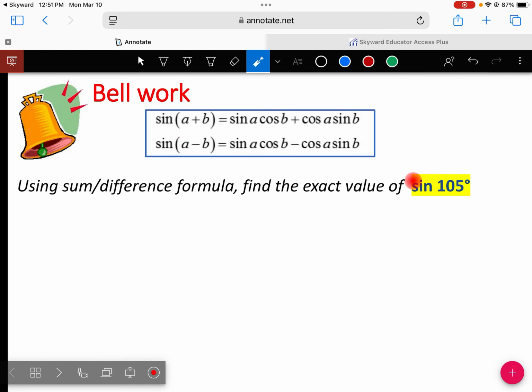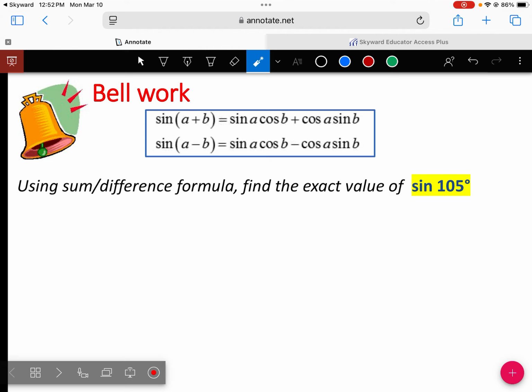To find two angles that either add or subtract to be 105. Two angles on your unit circle that add to give you 105 or subtract to give you 105. Make sure you take out your pink sheet and your unit circles. So there's a lot of different options that we could do.